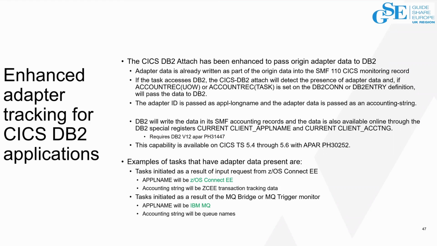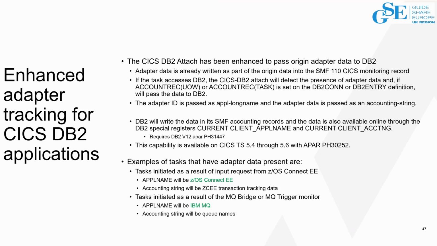Adapter data is set in the CICS SMF record when, for example, z/OS Connect connects into CICS, or, for example, an MQ bridge or a trigger monitor triggers an application. There will be what's called origin adapter data that we can pass to DB2. If adapter data is present, we will detect that and pass it over to DB2, and it is available via DB2 special registers, the current client application name and the current client accounting special registers.